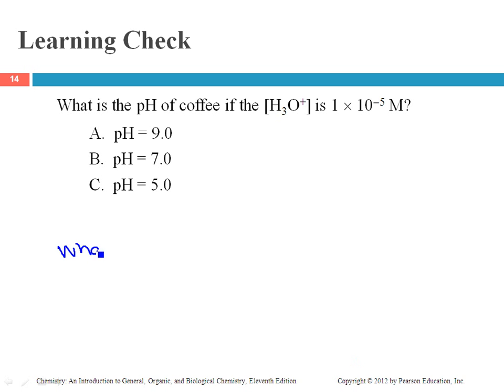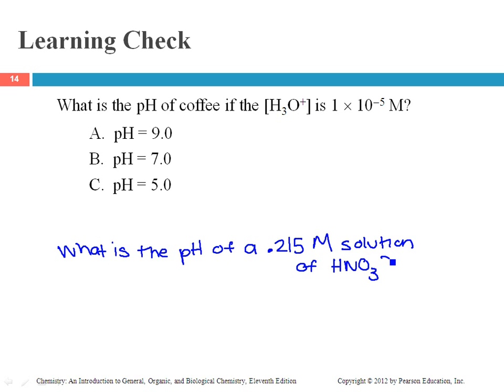What is the pH of a 0.215 molar solution of nitric acid? Once again, this is a strong acid. Since it's strong, we can just take the concentration and take the negative log of 0.215. This is just showing you two ways that you could be asked this question.